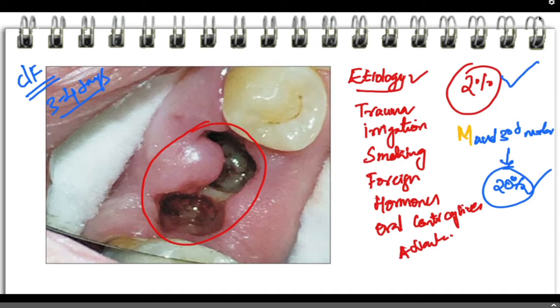Sometimes the patient may complain of a low grade fever. Sometimes the lymph nodes on that particular side may be palpable, that is, you can have some lymphadenopathy. Okay. And can you tell me what are the theories related to dry socket? Theories related to dry socket. So what are the two theories?